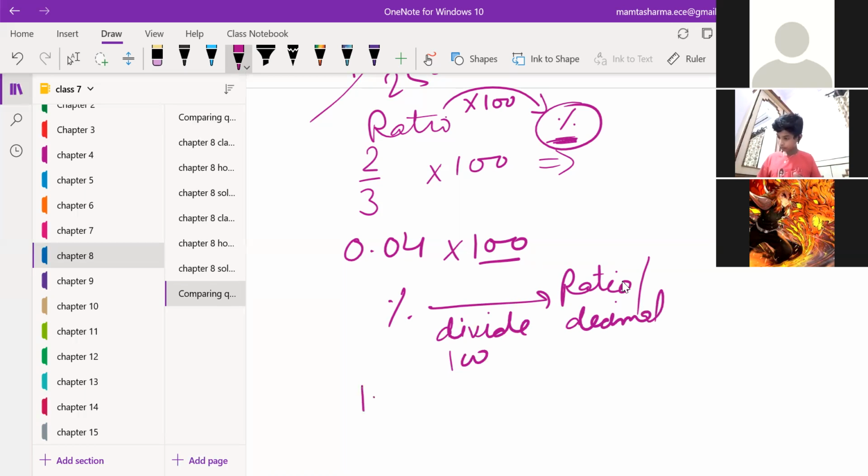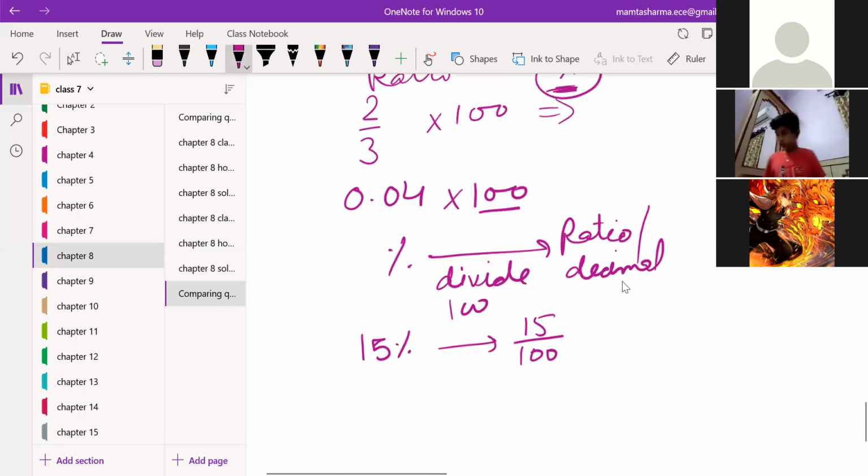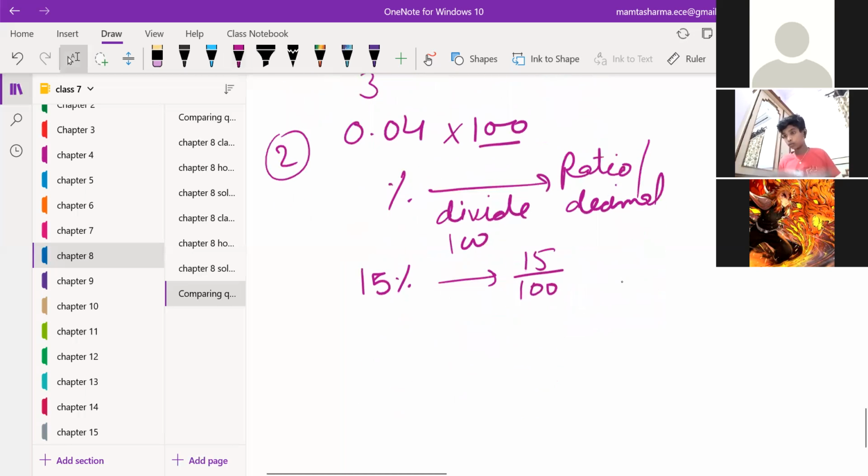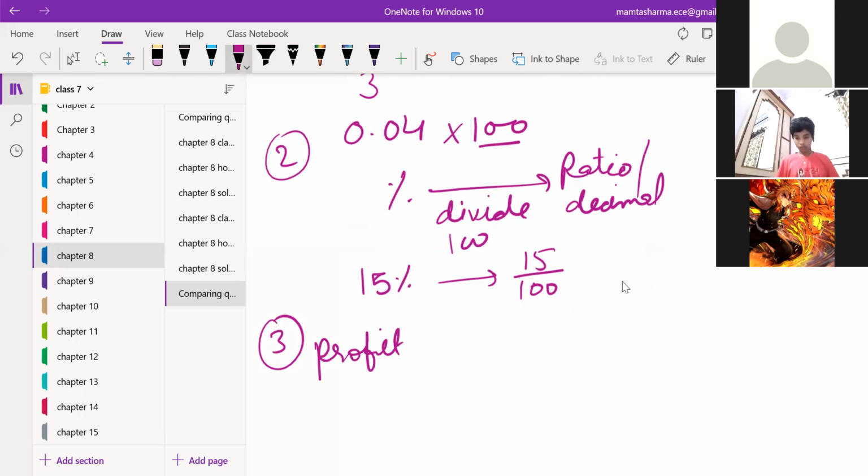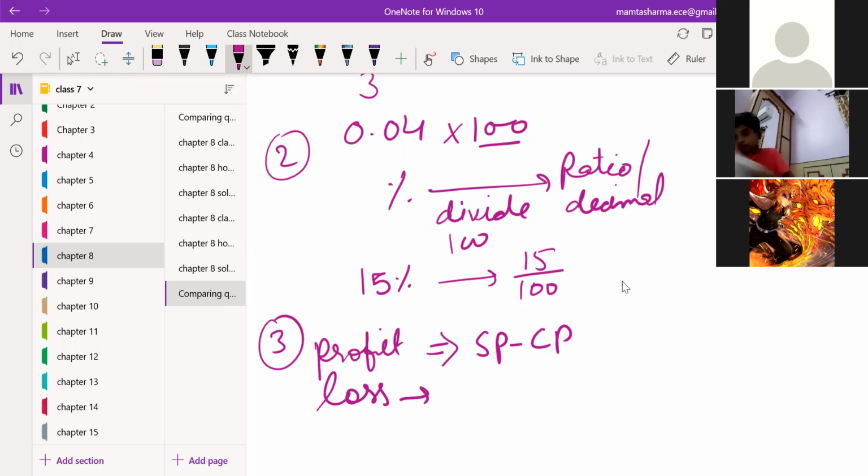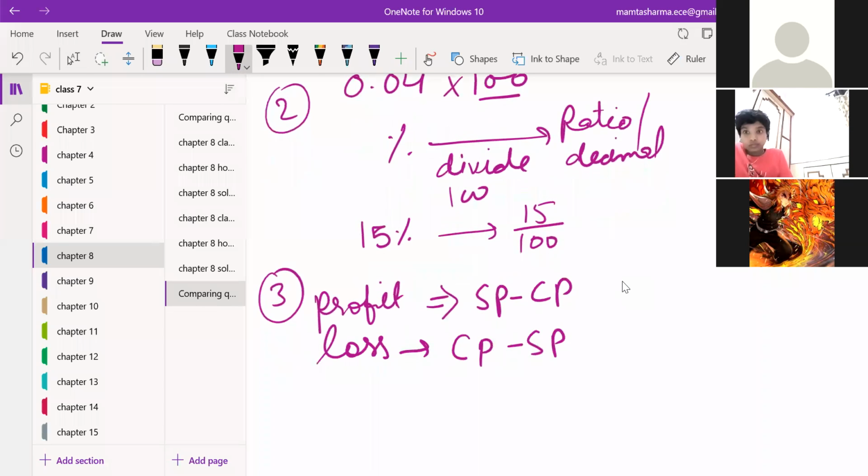Suppose it is 15%. Then what would be the ratio? 15 by 100. Clear? You can simplify it. So these are the two formulas. After that, we have seen the profit and loss. If there is a profit, profit would be given as selling price minus cost price. If there is a loss, cost price would be greater than the selling price. So loss is CP minus SP.